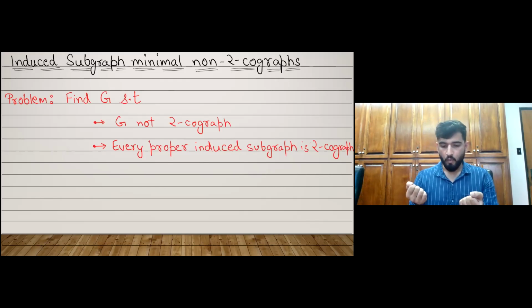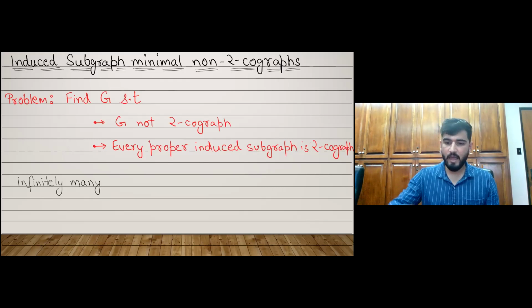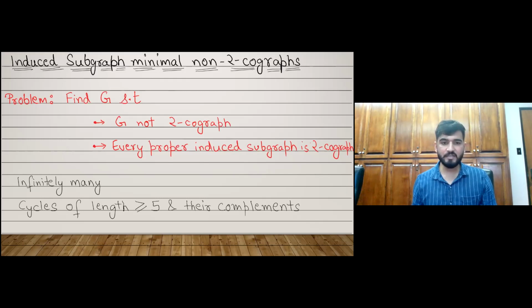So we wanted to check if such graphs have a very nice description, and we were not actually able to find a very nice description of such graphs. We found out that there are infinitely many, and an example of one such infinite family is cycles of length greater than or equal to 5. So let's try to see how cycles fit in this family.